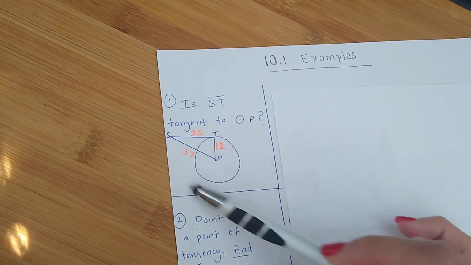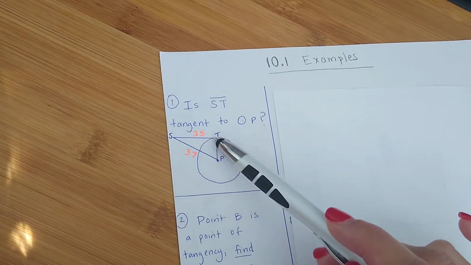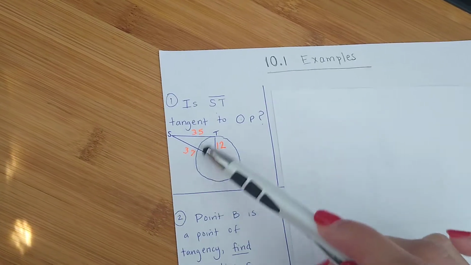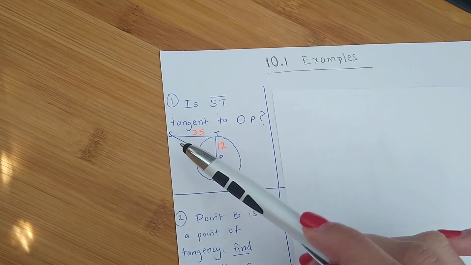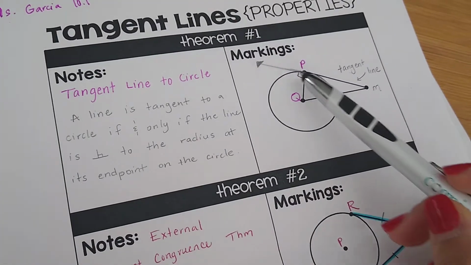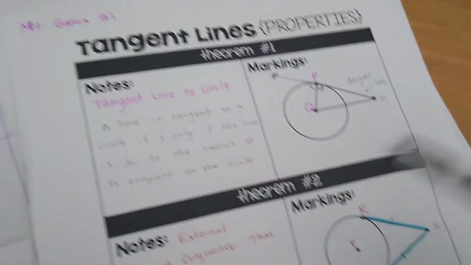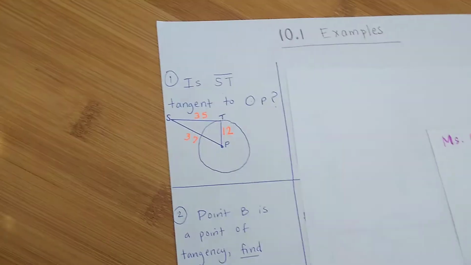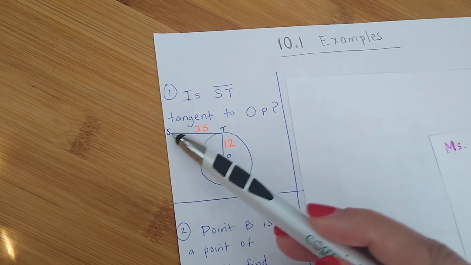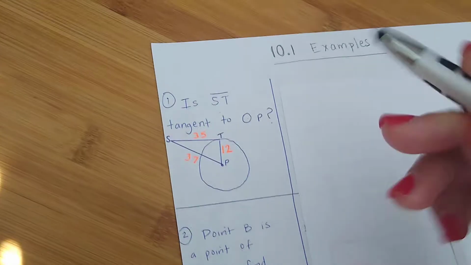So we have, is ST, this is a circle. Let's start off with our circle centered at P. Is ST tangent to circle P? Well, this one right here looks very similar to theorem number 1, right? And so remember, it said that a line is tangent if and only if the line is perpendicular to the radius at its endpoint. So that means this can only be tangent if it's perpendicular to this radius here.